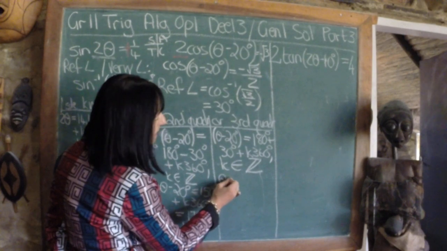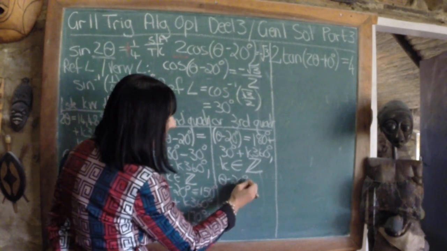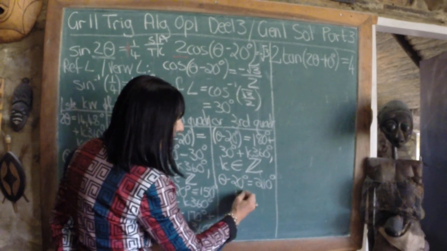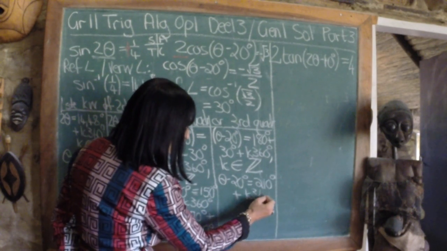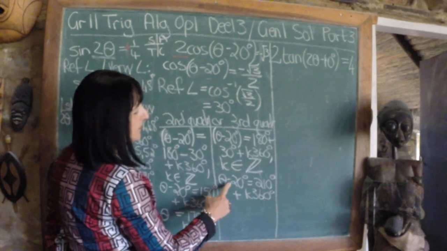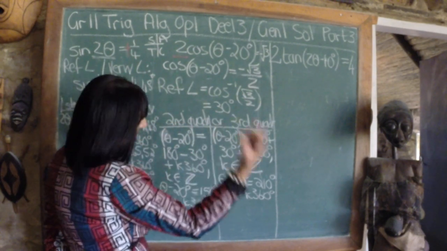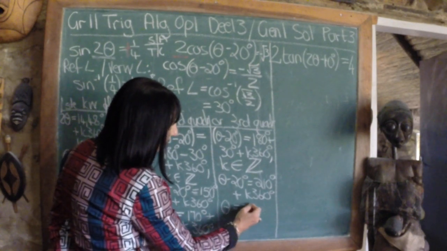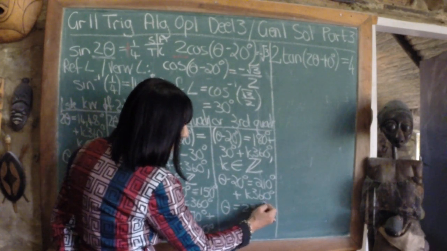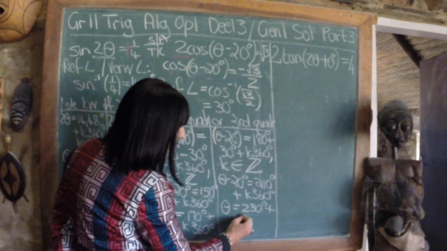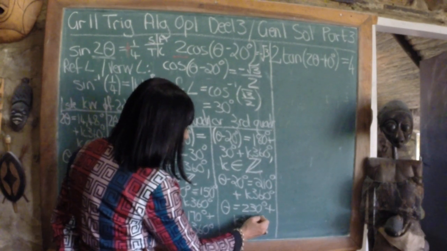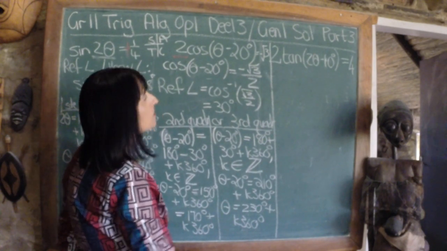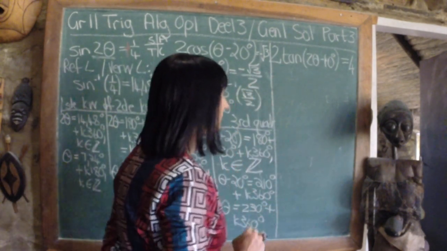So theta minus 20 is 210 degrees, plus k times 360 degrees. Let's take the minus 20 to the other side of the equals, so theta is 230 degrees plus k times 360 degrees. And I'm done with this one. Easy. Let's look at the final example.